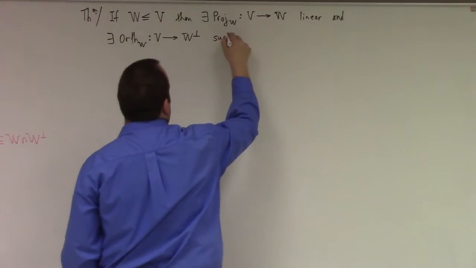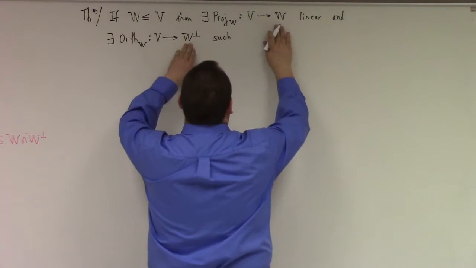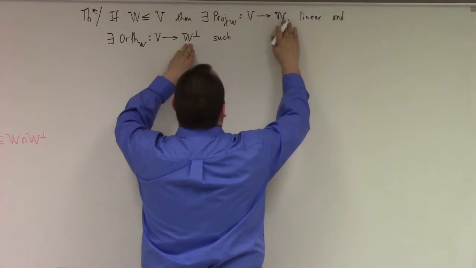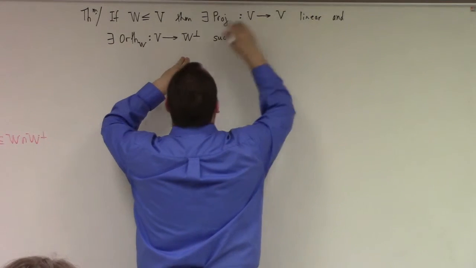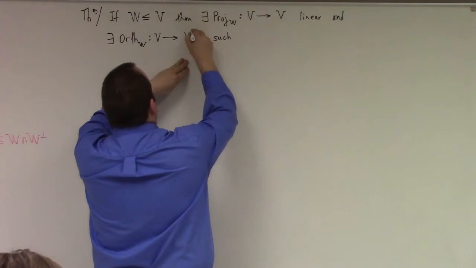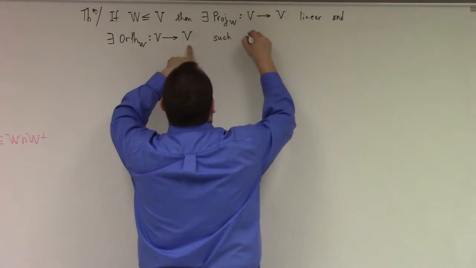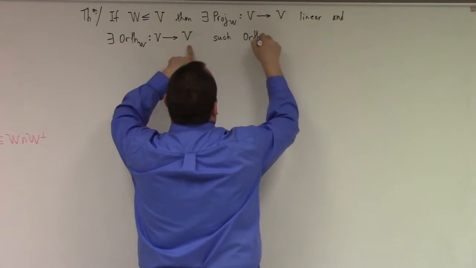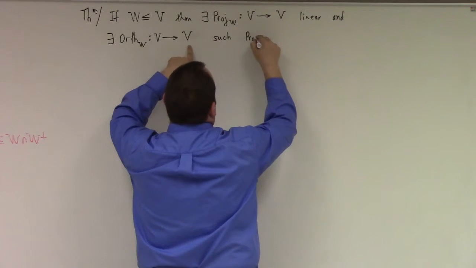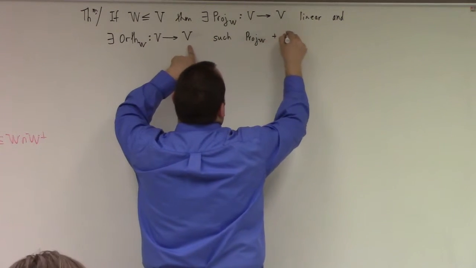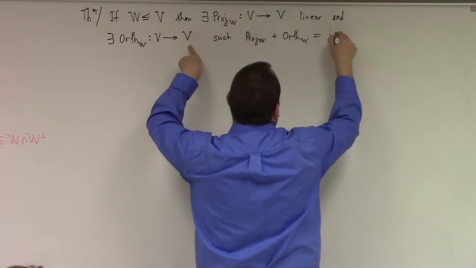such that, well, I guess I shouldn't say this. I don't want to say W and W perp here. That's actually the range of these maps. I'm going to have to replace this with V so that I can make sense of what I'm about to write. Sorry about that. So to V, such that the projection onto W plus the orthogonal projection onto W is equal to the identity on V.